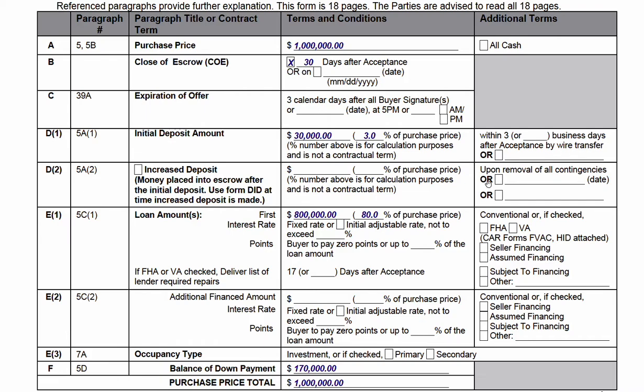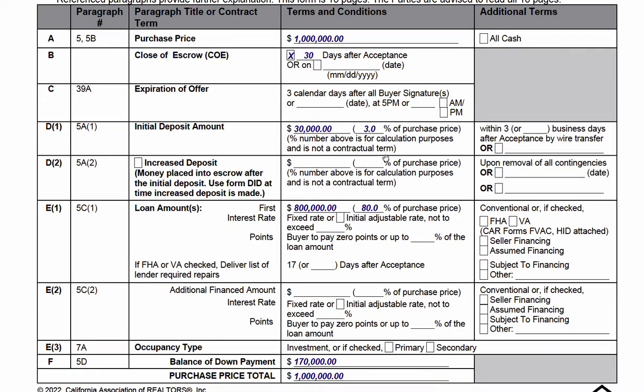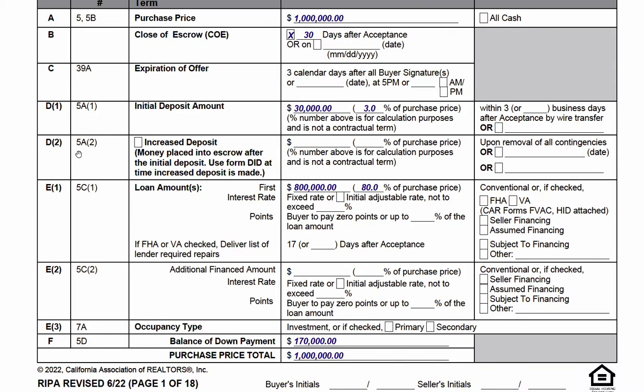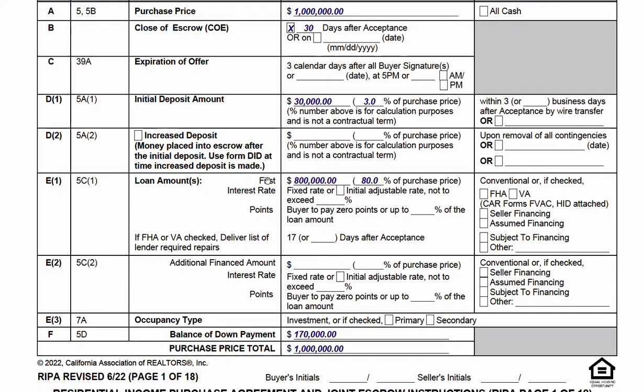If you wanted to say check, you could write personal check. You check this box, write personal check. But this is $30,000 being delivered to escrow within 3 business days. Increased deposit, this is very rarely used. If for whatever reason you need to add more to this number to sweeten the deal, you can use this section here. But again, this is very rarely used.